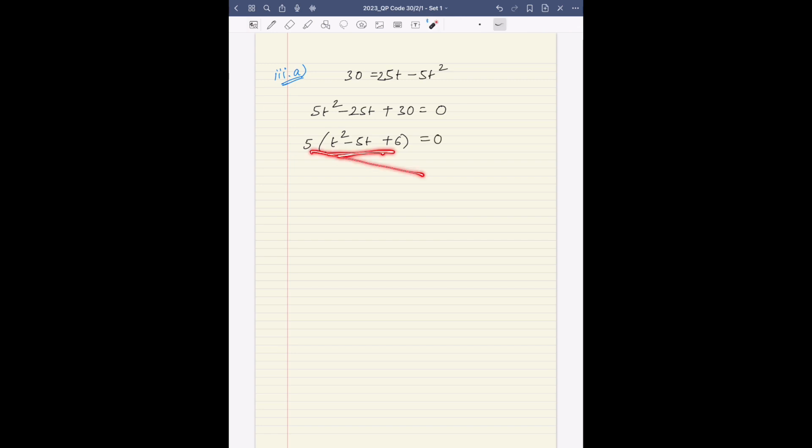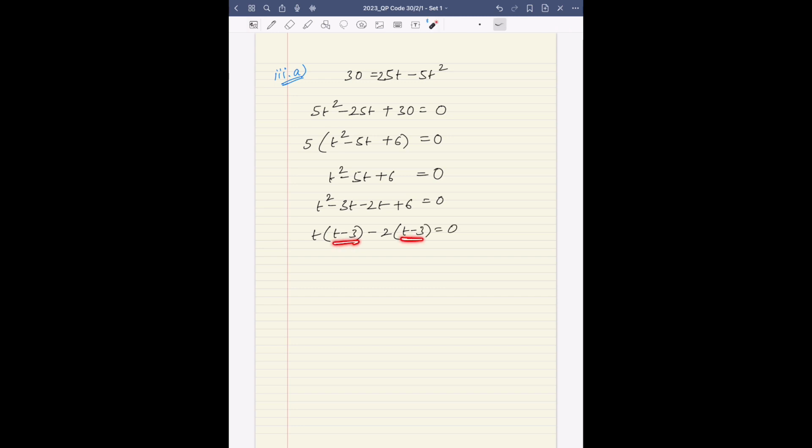Factorize this. 0 by 5 becomes 0. So we get t square minus 5t plus 6 is equal to 0. Factorize. Pretty simple. I'll do it step by step. t square minus 5t can be written as minus 3t and minus 2t. Then take t common in the first two terms, you will get t minus 3. Take minus 2 common in the next two terms, you get t minus 3 again in the bracket.